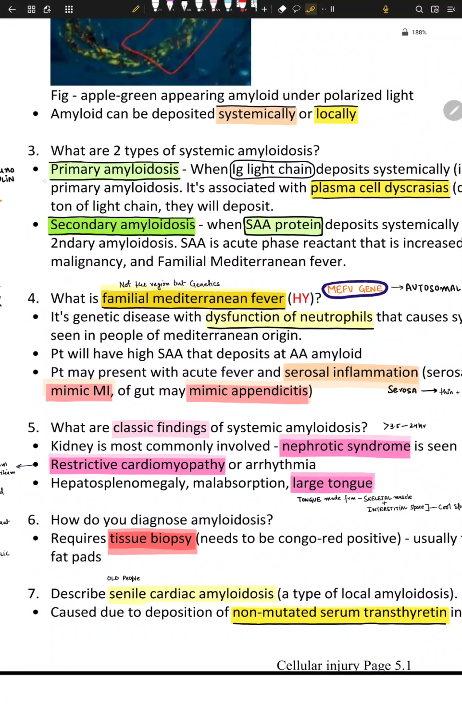Okay, so primary light chain, secondary AA; primary AL, secondary AA. Okay, malignancy, familial Mediterranean fever. Let's talk about familial Mediterranean fever. Interesting name. Familial means genetic, Mediterranean is a region, fever is fever, high fever. Okay, not the region but the genetics. Cool. It's very high yield.